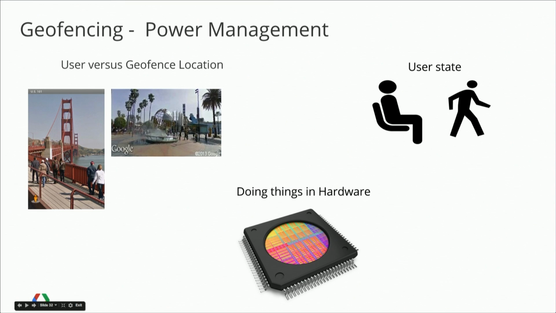Three ways. You are in San Francisco enjoying the Golden Gate Bridge, but you have a geofence in Hollywood, Los Angeles. The phone knows this. The phone doesn't have to keep polling to know whether you have entered the geofence or not. The user can be still. The user can be walking. The phone knows this. The phone can use this as a signal to configure its polling interval.